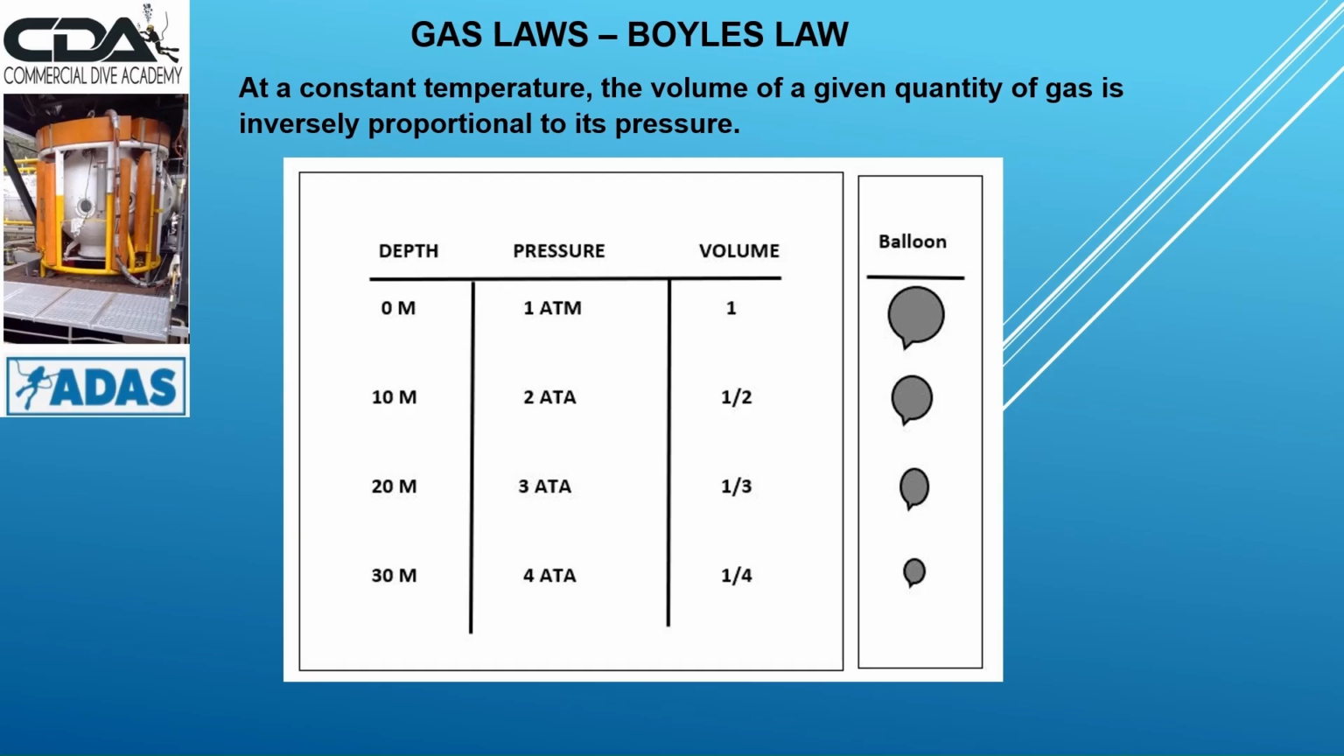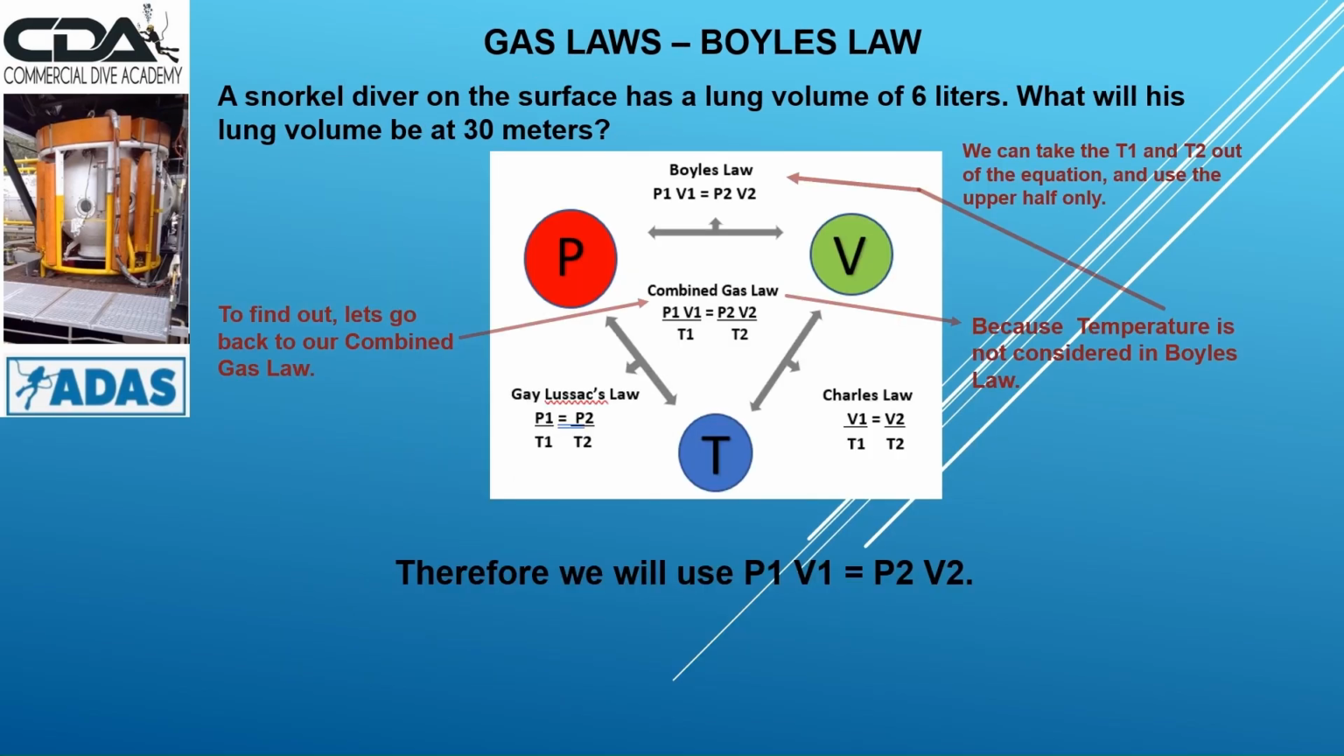Let's do a few calculations so we can better understand this Boyle's law concept. A snorkel diver on the surface has a lung volume of 6 litres. What will his lung volume be at 30 meters? To find out, let's go back to our combined gas law. In the middle of the drawing, you can see the combined gas law: P1V1 over T1 equals P2V2 over T2.